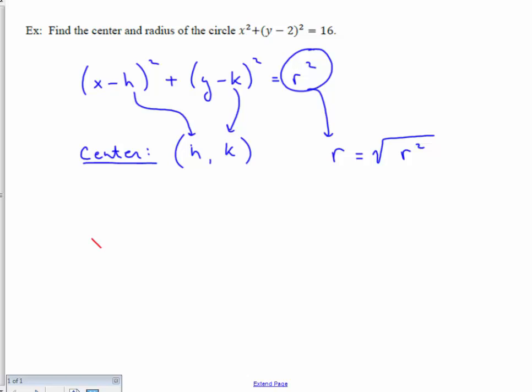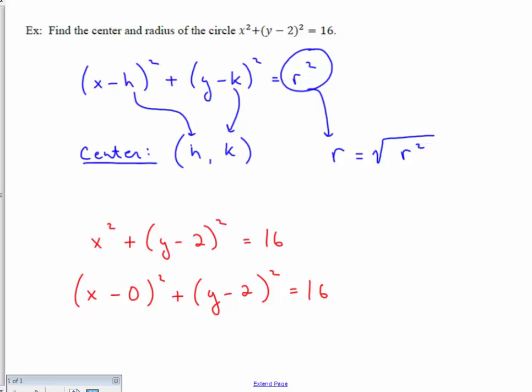So for the problem that we're given, our problem is x squared plus (y minus 2) squared equals 16. Notice that the x doesn't quite match the standard form of a circle that we have above. What we can do is write it in proper form. In other words, it needs to be x minus some value squared. Because there is no value with the x, the understood value would be minus 0. So we'll rewrite and put in that value of 0 that's not written.